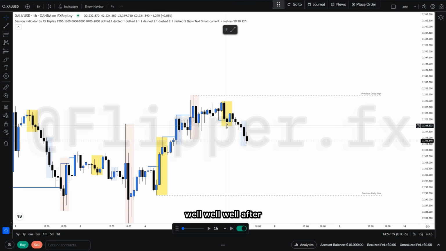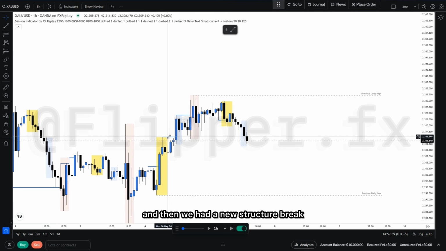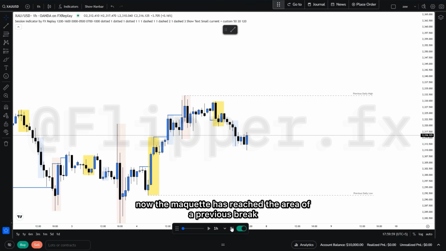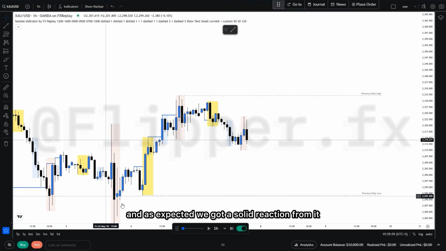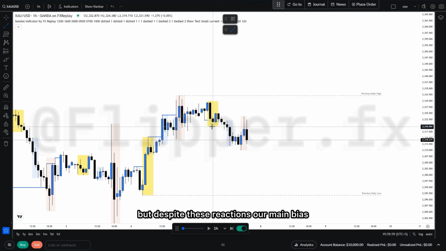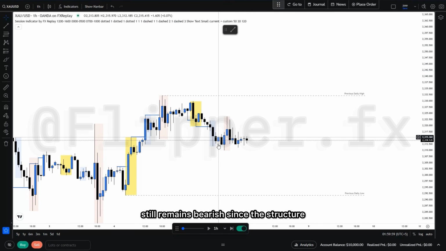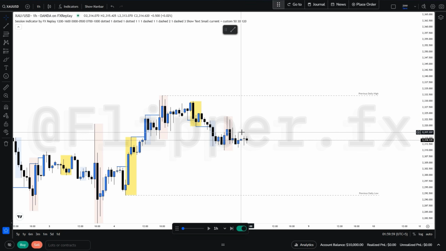Well, after the structure break, the market dropped and then we had a new structure break. Now the market has reached the area of a previous break, and as expected, we got a solid reaction from it. But despite these reactions, our main bias still remains bearish, since the structure breaks are continuing to the downside.